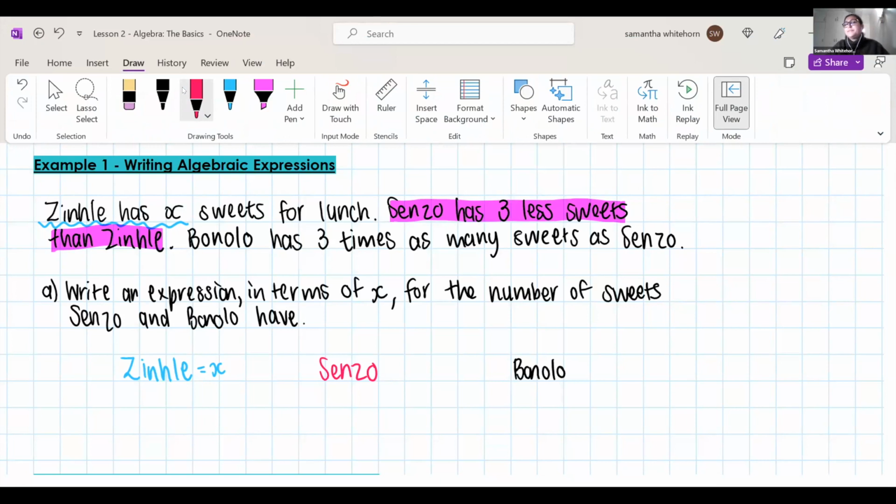Let's see. Okay, remember, right now I'm just asking for Senzo's expression. We're not on Bonolo yet. We just want it for Senzo. So how would I write that Senzo has 3 less sweets than Zintle?